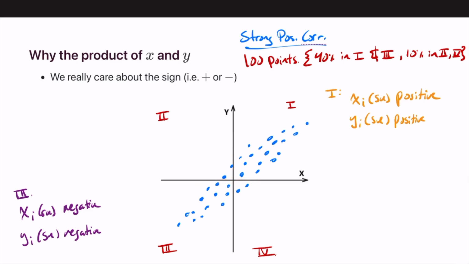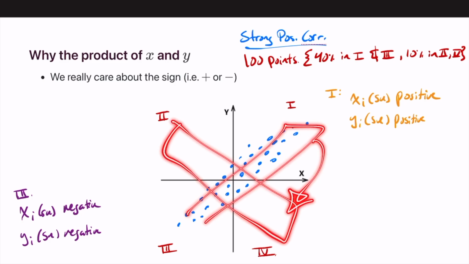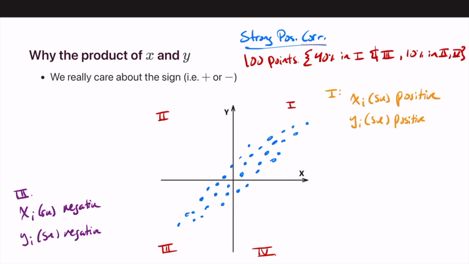And if you were to take this data set and rotate it down like that, then you'd have more negative numbers than positive numbers. So it's all about the signs. The number of positive versus negative signs from these data points, on average, indicates whether you have positive or negative correlation.